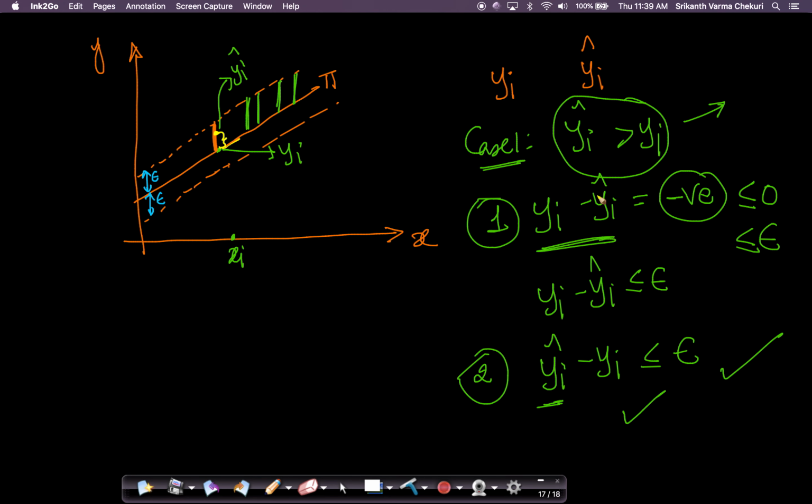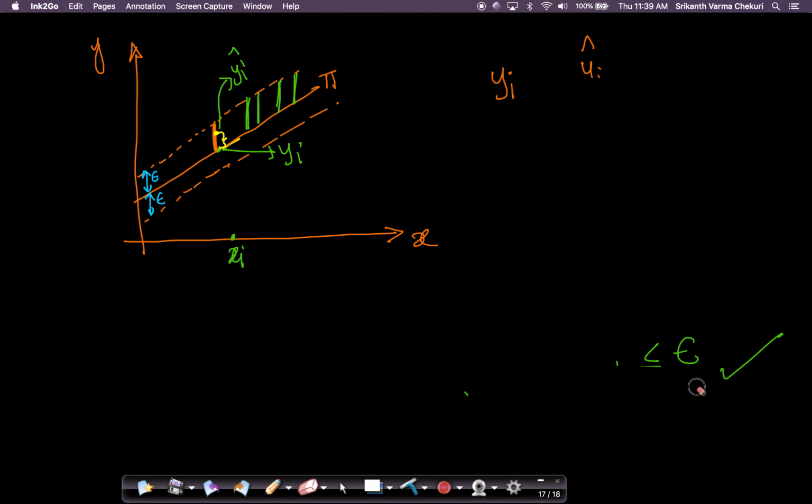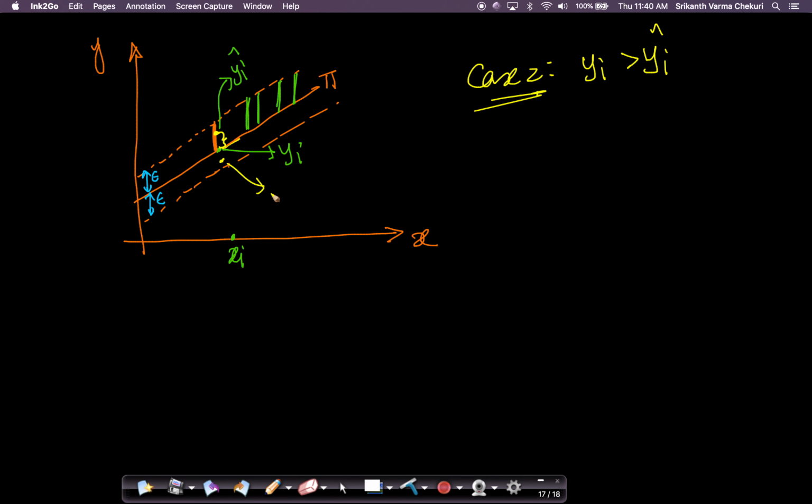Let's do the other case. Okay, this is case 1. I'll just erase this and draw case 2. Again, we'll end up in a very similar situation. What is case 2 here? Case 2 is where yi is greater than yi hat. What happens there? There, your yi hat is here, below the line.